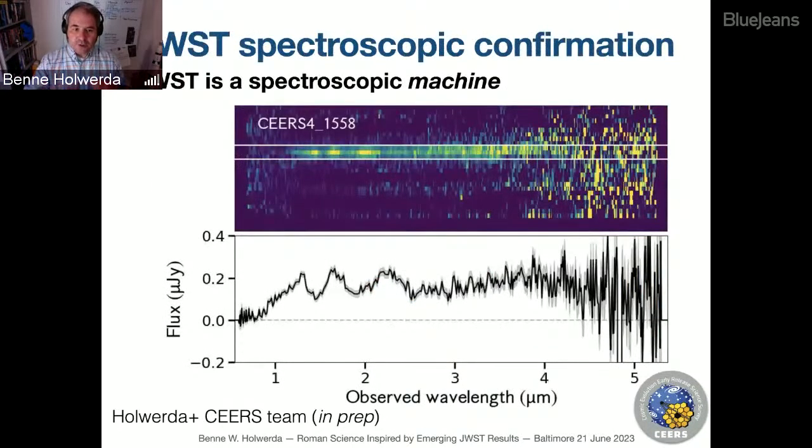And then, of course, JWST is a spectroscopic machine. So yes, we actually did catch one in the act. I just got this from a collaborator, and there is a very neat double absorption feature there. So yes, we can then study them in detail.